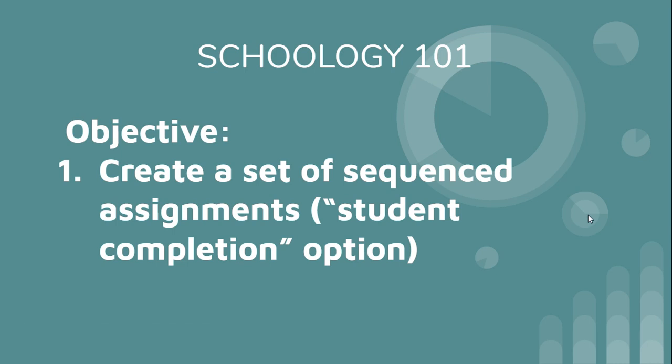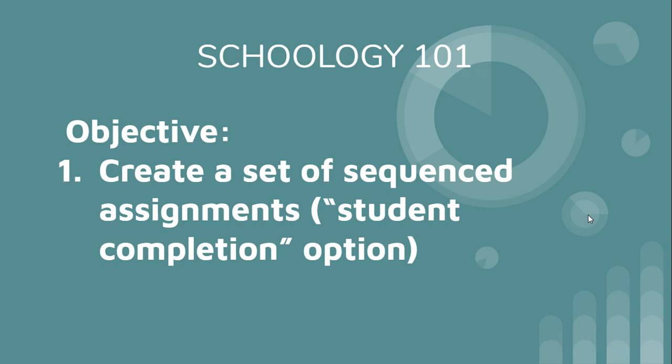In this video, we're going to talk about how to create a set of sequenced assignments. And in Schoology, this is called the student completion option. The idea here is that if you have a set of assignments or practice work that you want students to complete, you could put that in a specific order. So there is a progression there.